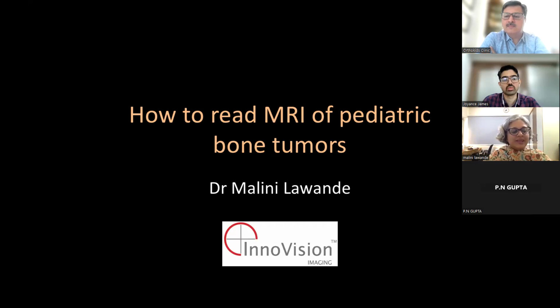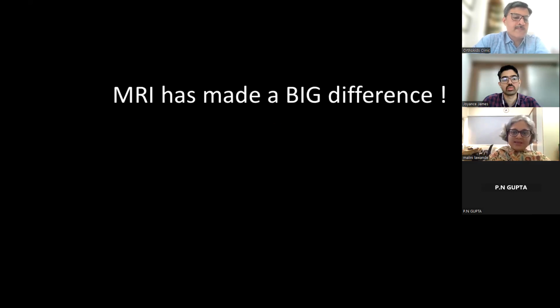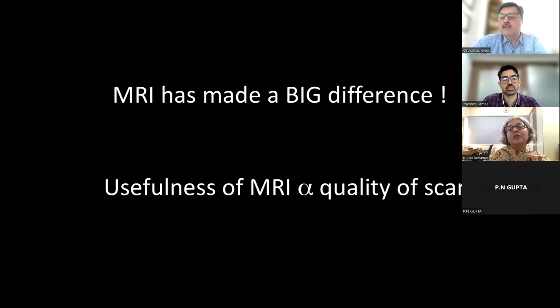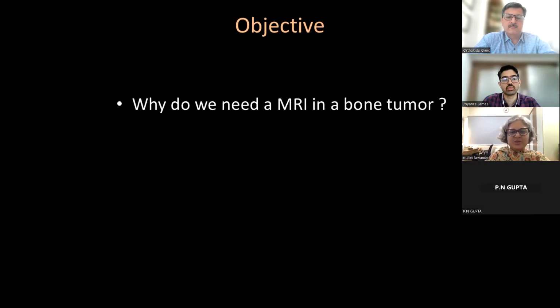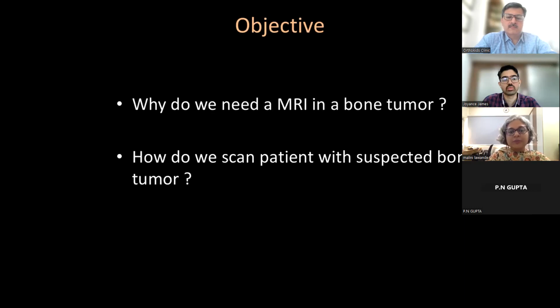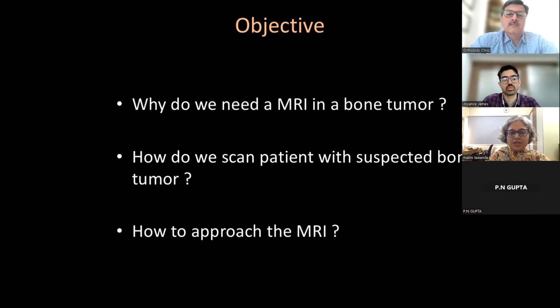What we are going to do over the next 20 minutes is look at how to read MRI of pediatric bone tumors. We all agree that MRI has made a really big difference to imaging of tumors. But having said that, the usefulness of MRI is always directly proportional to the quality of the scan. The right protocol and the right sequences have to be done, otherwise it becomes difficult to give the right information. So first we will look at why we really need MRI in a bone tumor, how we scan, which sequences we make sure are there, and then how we approach the MRI.